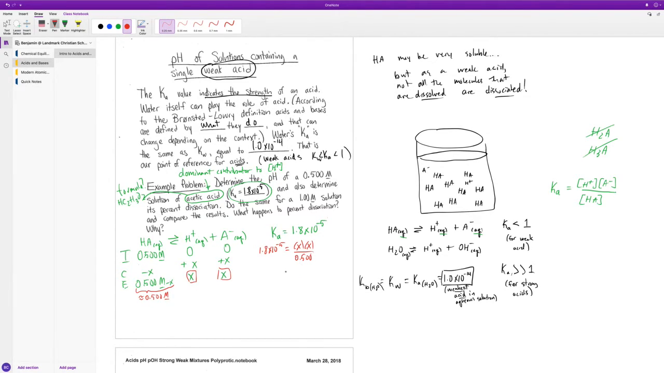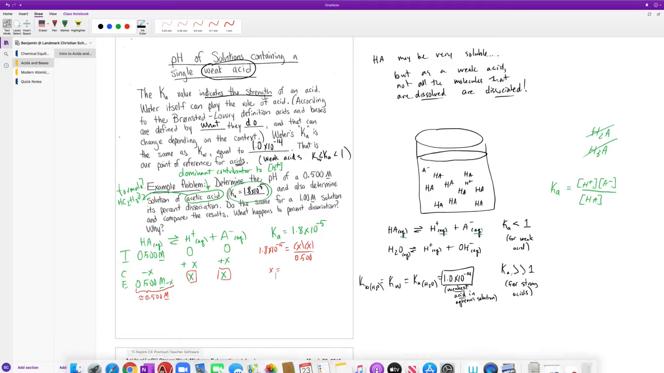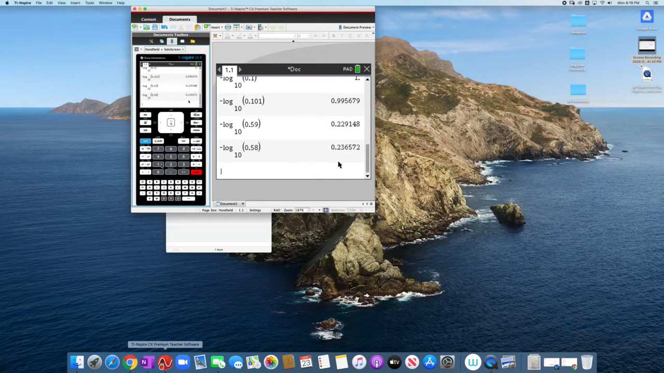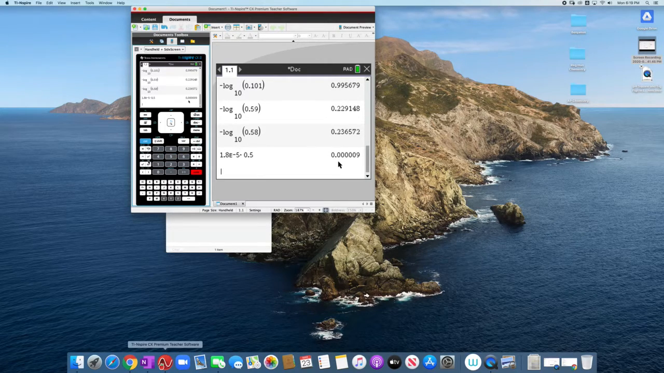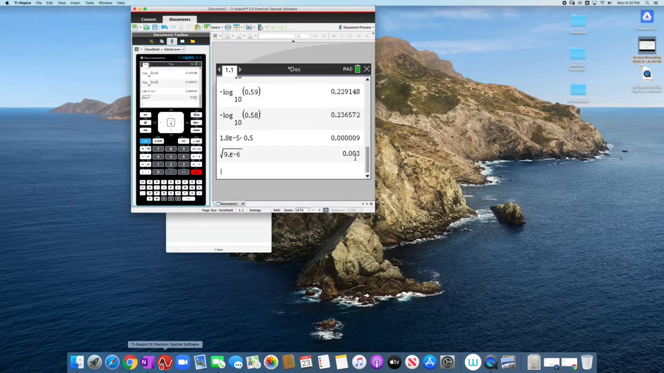And this is fairly straightforward to solve. Multiply both sides by 0.5 and then take the square root. Okay, so after multiplying both sides by 0.5 and then taking the square root, we'll have X. So let me grab my calculator and type all that in. 1.8 times 10 raised to the negative 5, and we multiply both sides by 0.5. And then we take the square root of that value there. And we get 0.003.